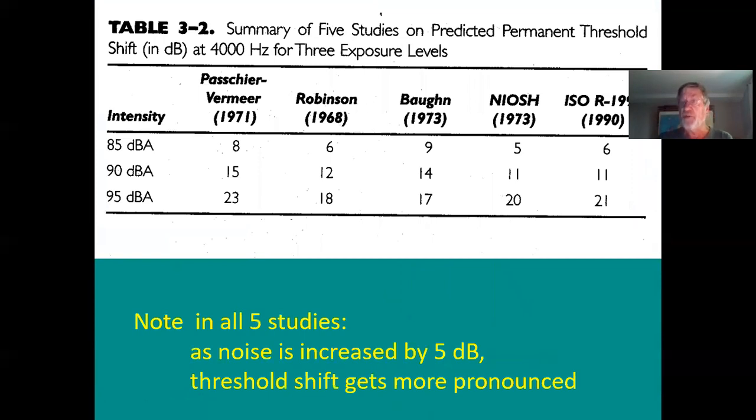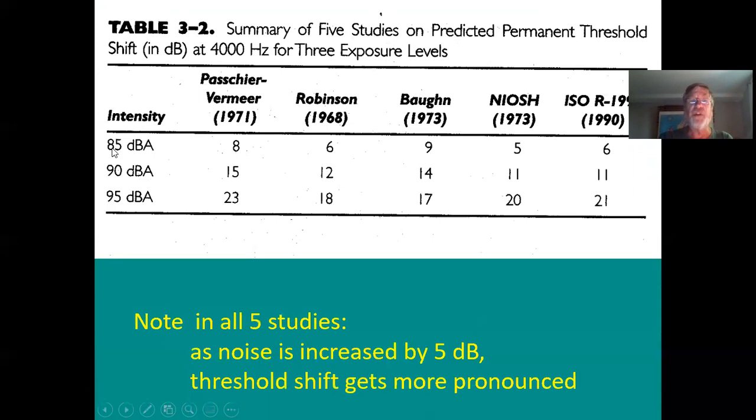Summary of studies showing noise-induced loss. 85 dBA. Last week we talked about why the A on the end. Suffice to say, it's dB SPL, but basically with the human hearing across the frequencies taken into account. With 85, 8 hours is allowed. 95, okay. Summary of 5 studies on predicted permanent threshold shift.